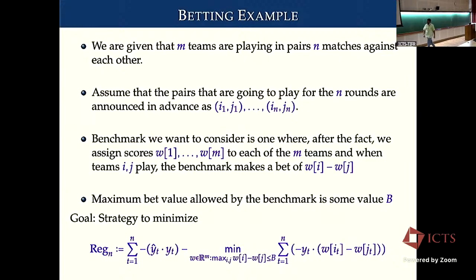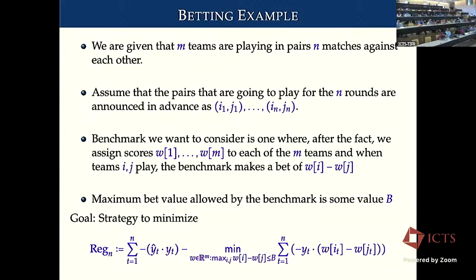So in math, the way we write this down is that my regret is the sum of my losses, which is negative of y hat t times yt. I want this to be as good as the min over all possible scores of these M teams, such that for any two teams, the difference is not more than capital B. And then I look at the sum of minus yt times the bet amount given by w_it minus w_jt. Okay, that's what I want.